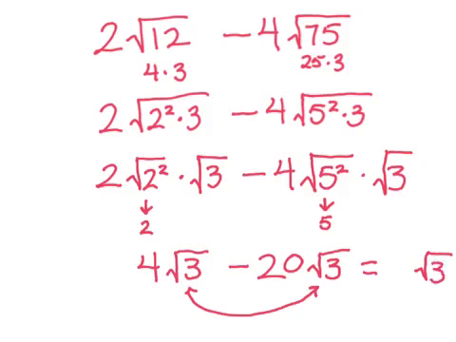All we need to do is handle the coefficients. Subtract them the same way we would if they were coefficients for an x. So we have 4 minus 20. What we're going to do is subtract those and get negative 16. So our final answer is negative 16 times the square root of 3.